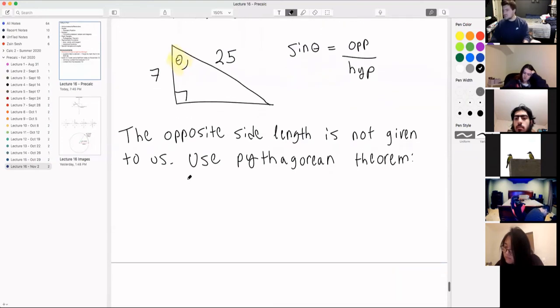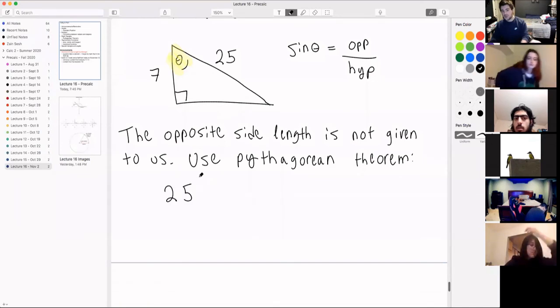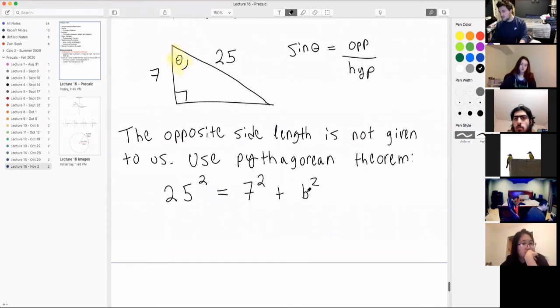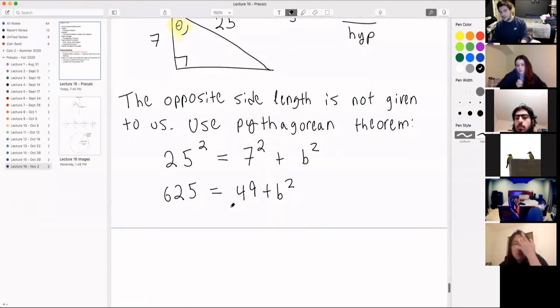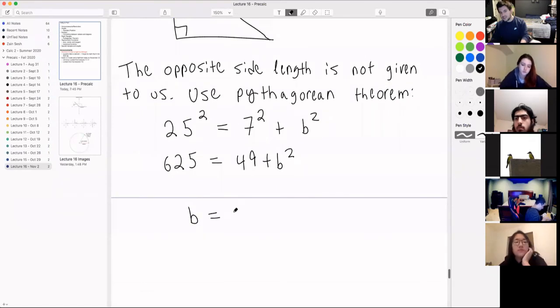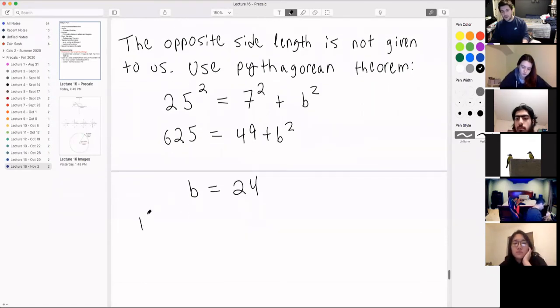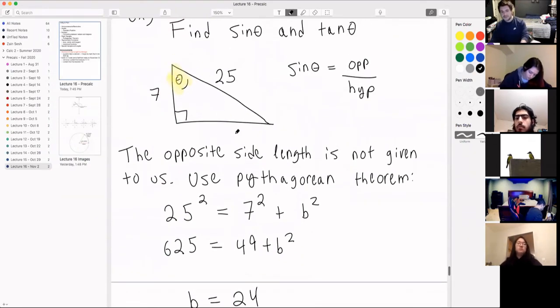Very good. So the equation that you set up: the hypotenuse squared is equal to 7 squared plus the missing side squared. So 25 squared is equal to 7 squared plus b squared. You work this out, you'll get 625 is equal to 49 plus b squared, and you will get that b is equal to 24. Thus, opposite here is equal to 24.